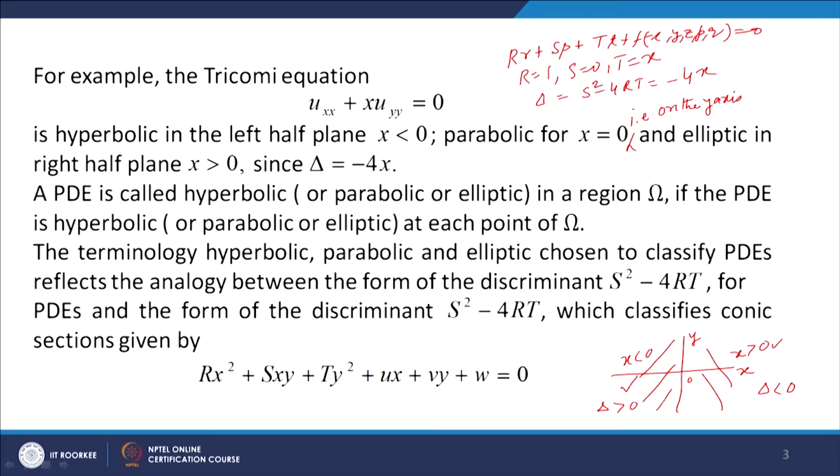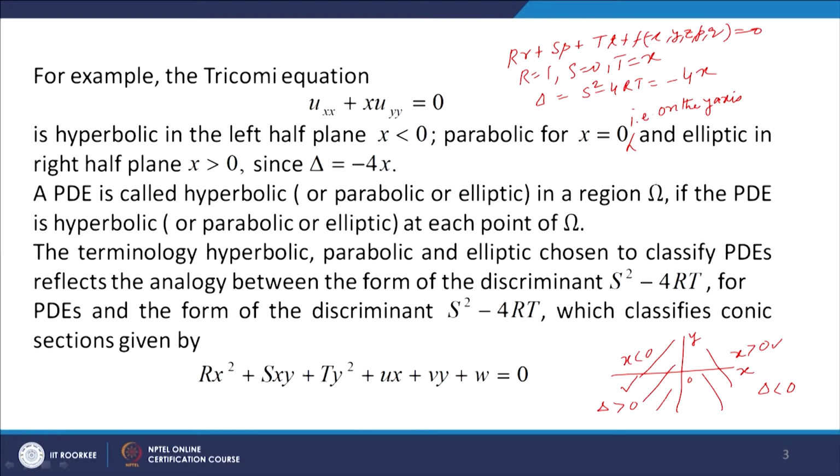You know that conic sections are given by this second degree equation Rx square plus Sxy plus Ty square plus Ux plus Vy plus W equal to 0, and we say that this conic section represents a hyperbola if S square minus 4RT is greater than 0, and it represents a parabola if S square minus 4RT is equal to 0. It represents an ellipse if S square minus 4RT is less than 0.